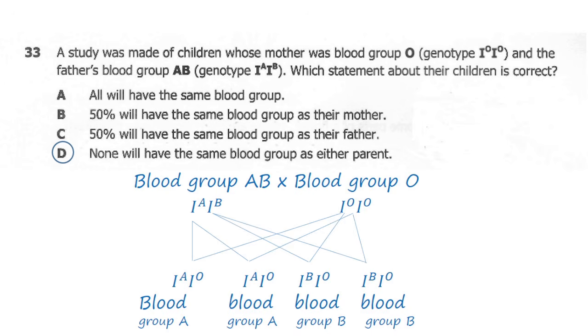So you can see that the children have blood group A and B. The parents have blood group AB and O, which are different. So you can see that none will have the same blood group as either parent. So that's why here the correct answer is D.